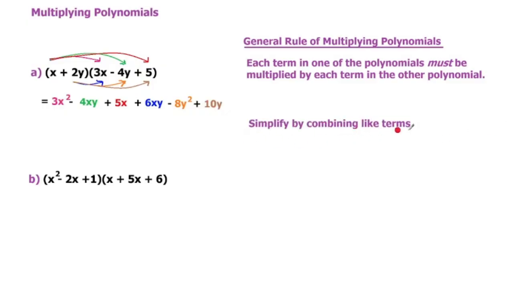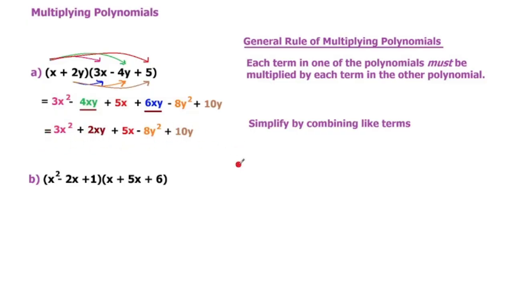Now we can simplify by combining like terms. And let's color code with underlines which ones are like terms. There's only two. These two are like terms. The others are not like any other one, so these ones just stand on their own. Okay, so 3x squared, 5x, minus 8y squared, plus 10y. So we're going to combine these two. 6xy minus 4xy gives us 2xy. And that's our final equation there.